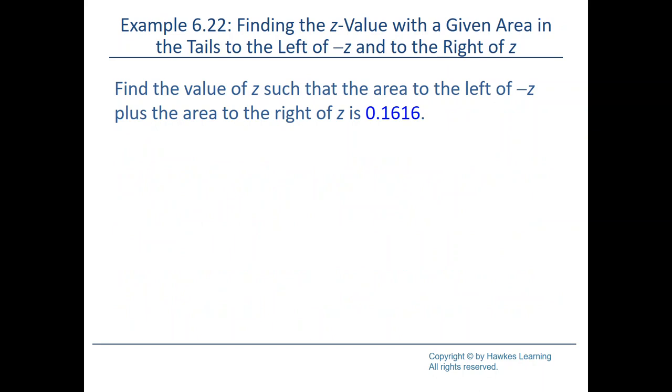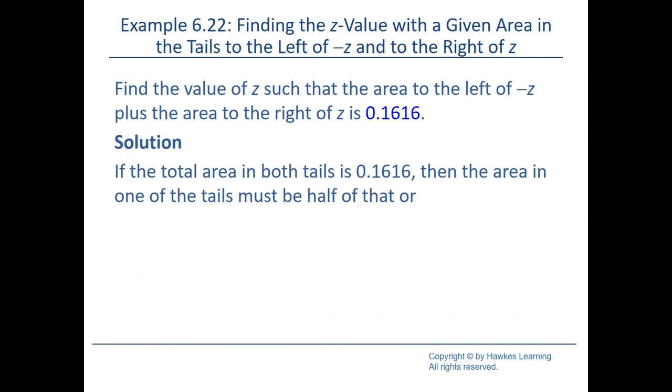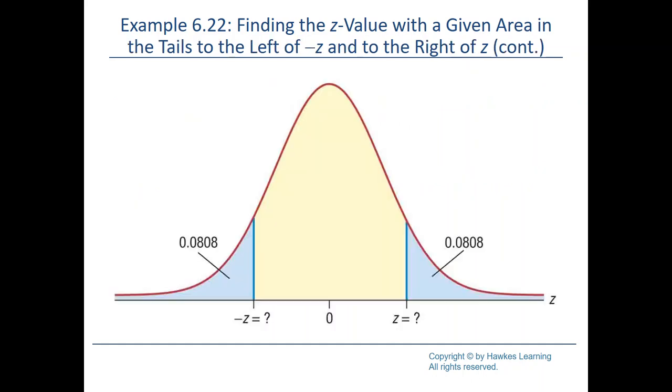So find the z value such that the area to the left of negative z plus the area to the right of z is 0.1616. Okay, so this is basically telling me that the total area in both of the tails is 0.1616. So the area in one of the tails will be half that, or 0.1616 divided by 2, which is 0.0808. So my picture should look something like this.